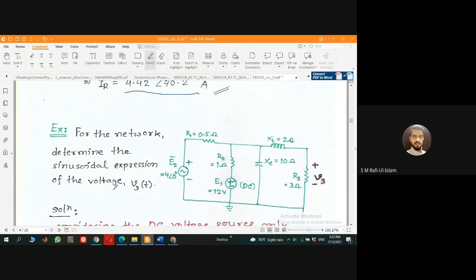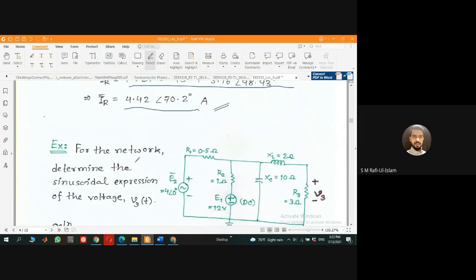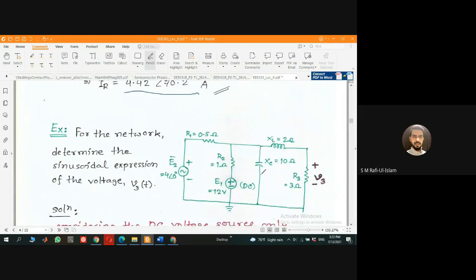So you can practice this and see whether you are getting this answer. Now we have a similar question, but now we have a DC source and we have an AC source.